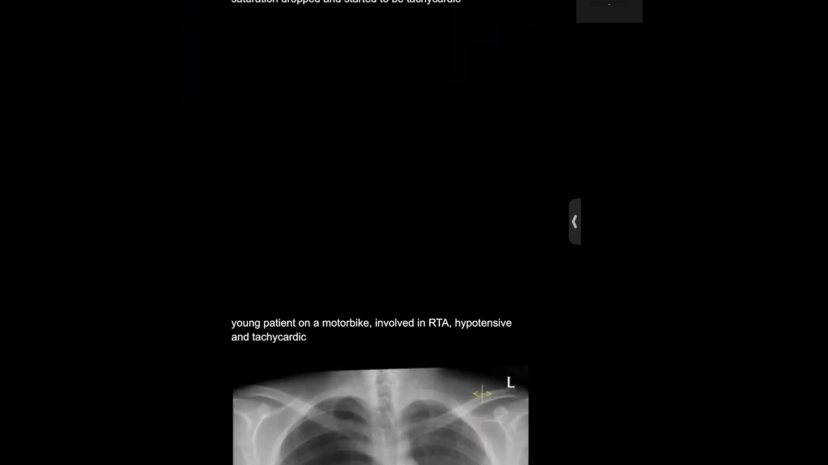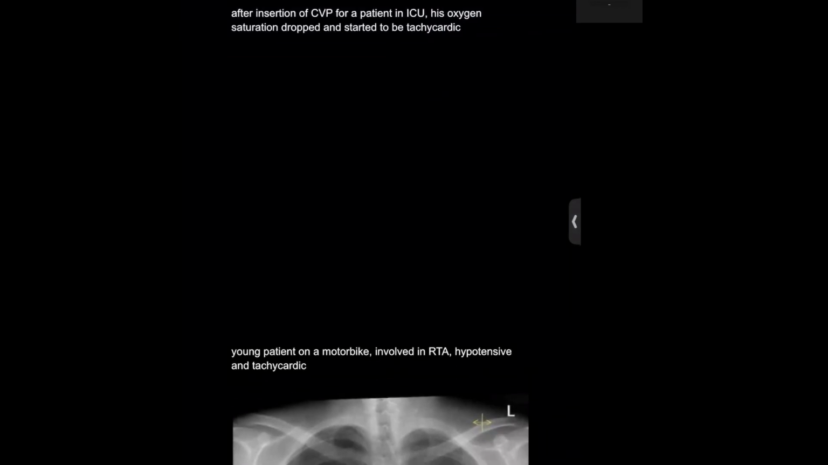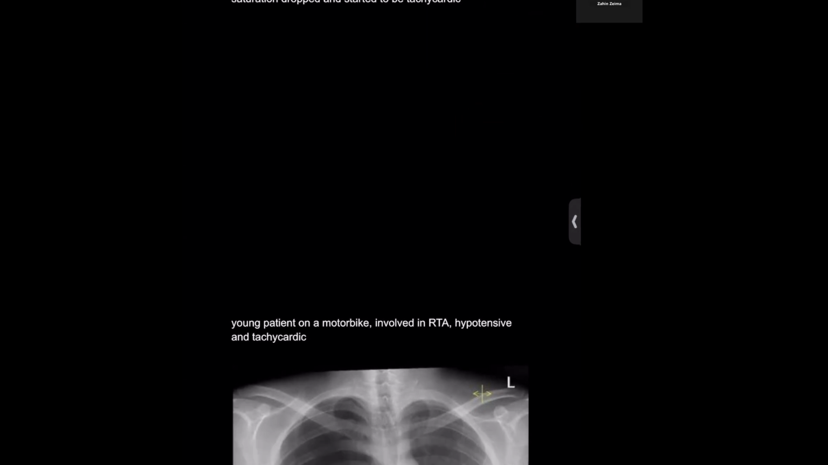After insertion of CVP for a patient in ICU, his oxygen saturation dropped and he started to be tachycardic. Consider that in this case, the patient's airway is patent, that is, his airway is maintained. He can maintain his airway. Describe how you can assist and manage his breathing.